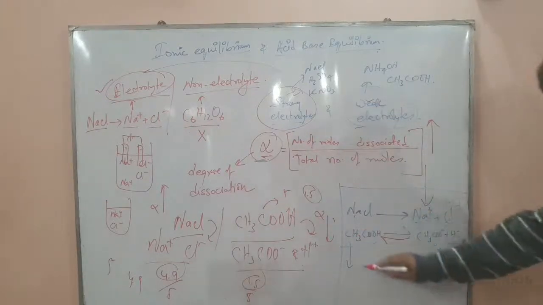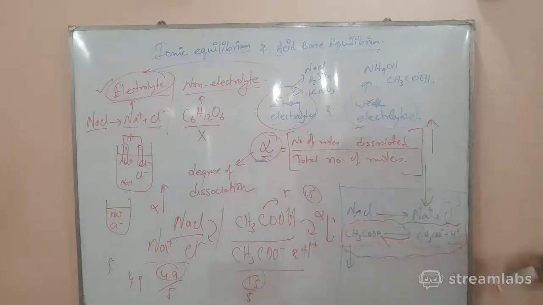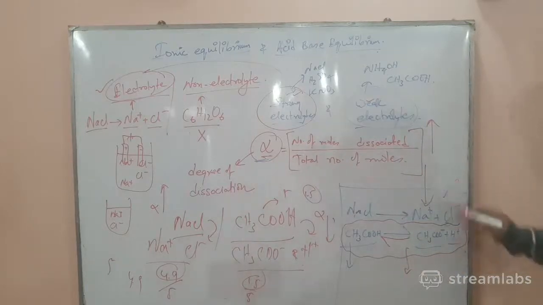And because a reversible process exists, the dissociation of weak electrolytes goes into equilibrium. However, the dissociation of a strong electrolyte doesn't go into equilibrium because it is only a forward reaction. Is this clear to everybody? I hope it is clear. That is the thing that I wanted to tell you.